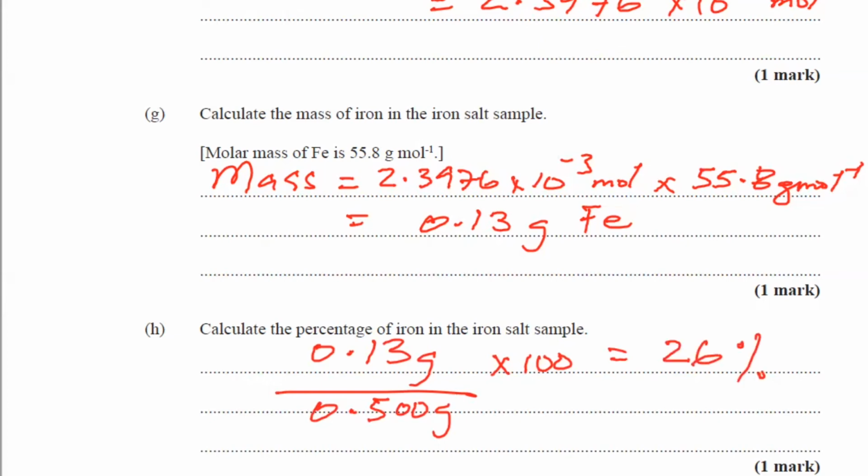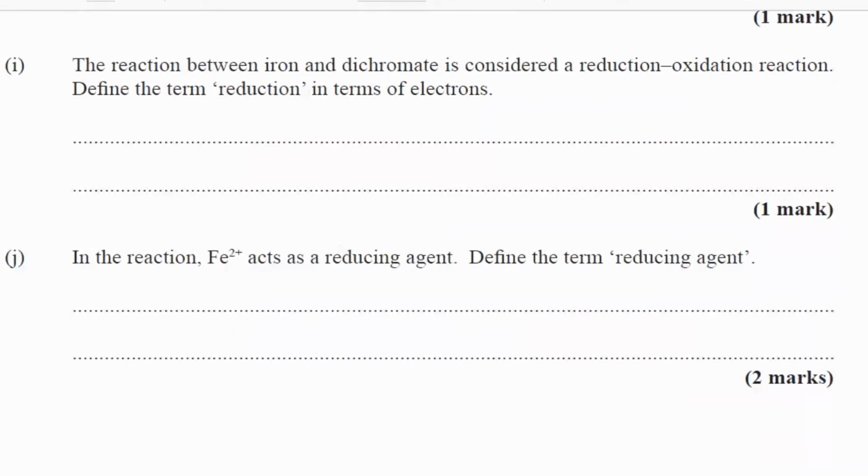For a mark. Part I, the reaction between iron and dichromate is considered a good reduction oxidation reaction. Define the term reduction in terms of electrons. So where electrons are concerned, we can think of redox, reduction oxidation, as OIL RIG. So in this case, reduction is the gain of electrons.